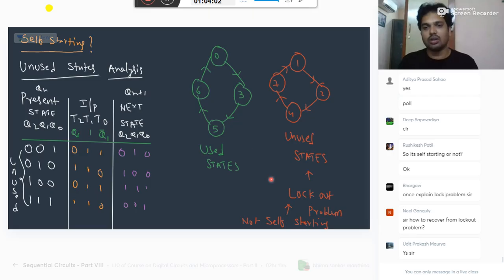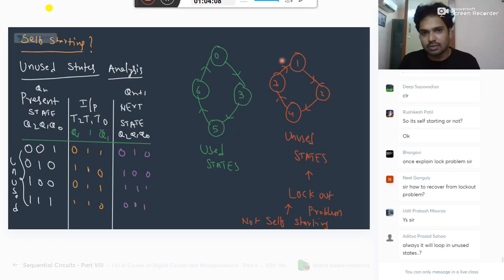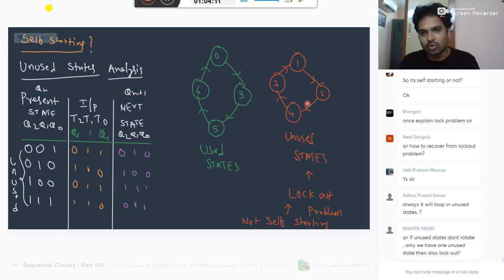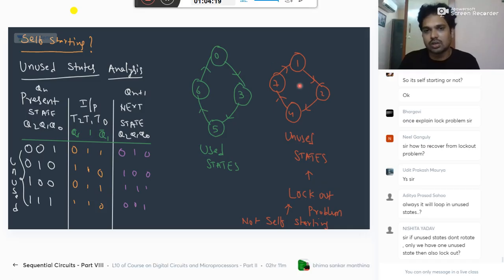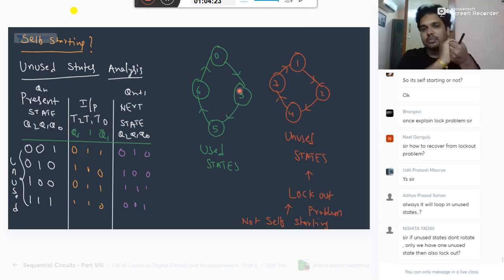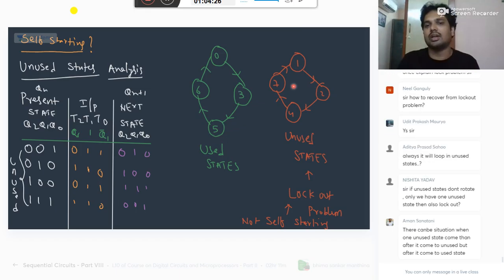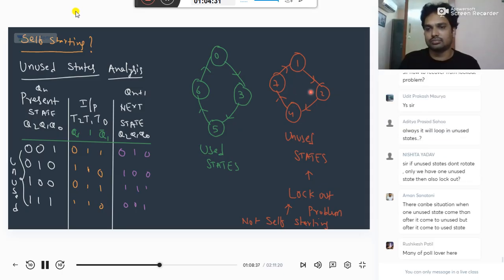Just wait. Lockout means this is the loop you want. But if the counter by chance jumps into this, then it is making a loop of unused states. It is rotating in its unused states and not coming to the used states. Because it is not coming to the used states, it is called a lockout. It is locked in the unused states.